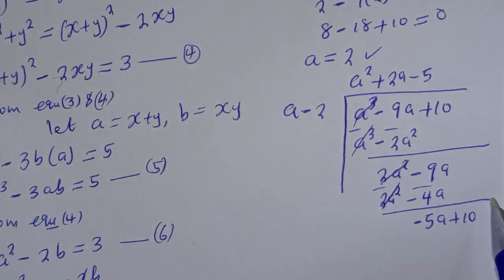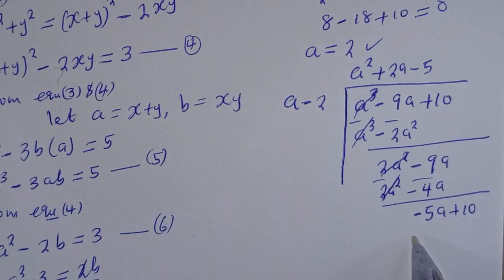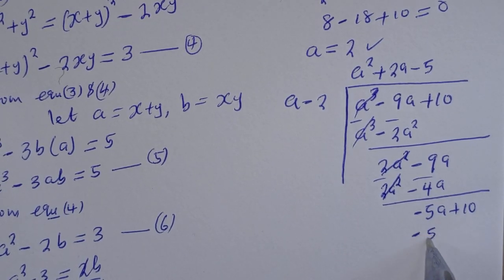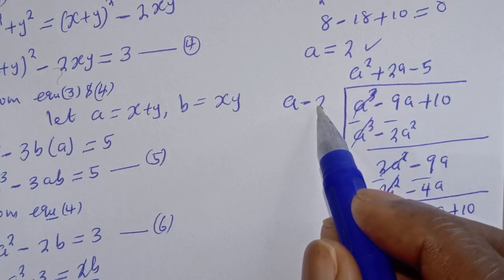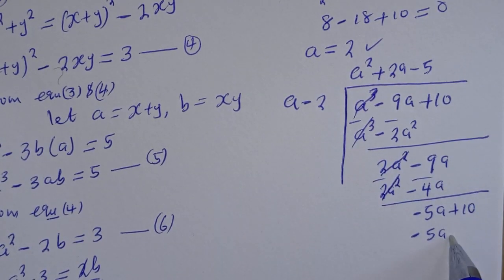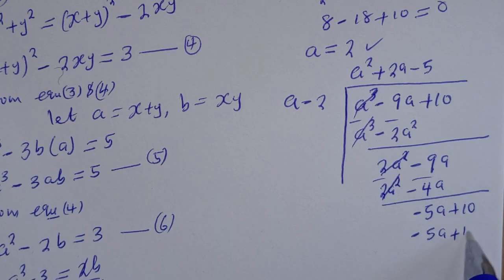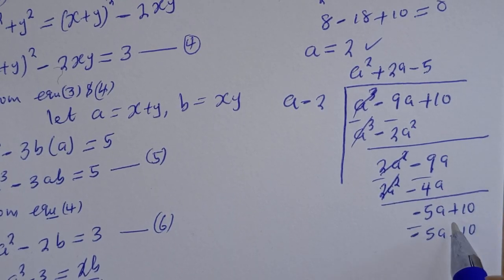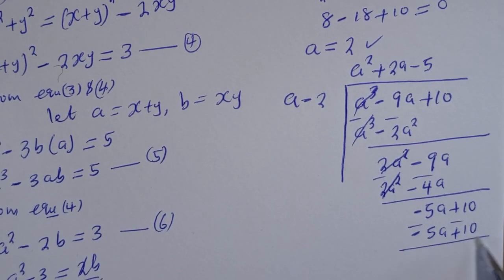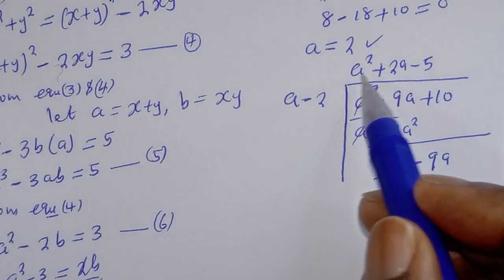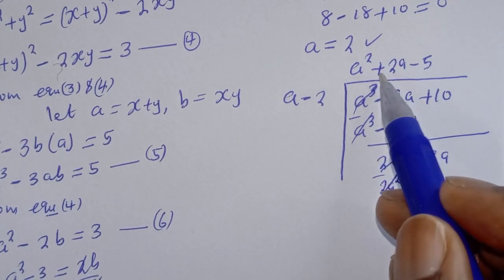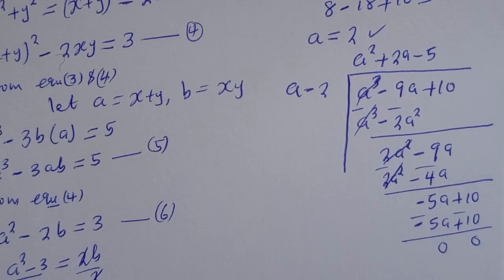Minus 5 times a is minus 5a. Minus 5 times minus 2 is plus 10. If you multiply by negative, here we got 0. Therefore, the quadratic equation we have will now be a squared plus 2a minus 5.